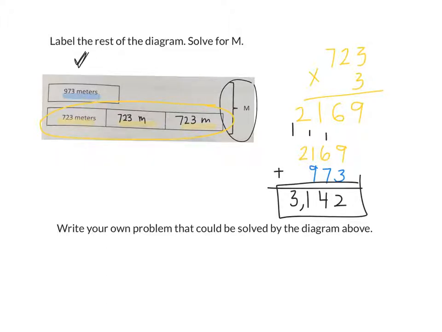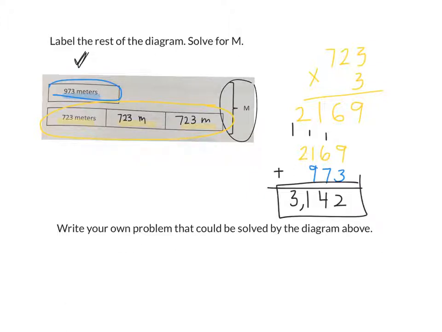Now, the next question says, write your own problem that could be solved by the diagram above. So what could be happening here? What could be happening with this blue part, with 973 meters? Could someone be running 973 meters? Who ran 973 meters? If you're making up your own problem, you get to choose. Did Anushka? Sure. Anushka ran 973 meters.